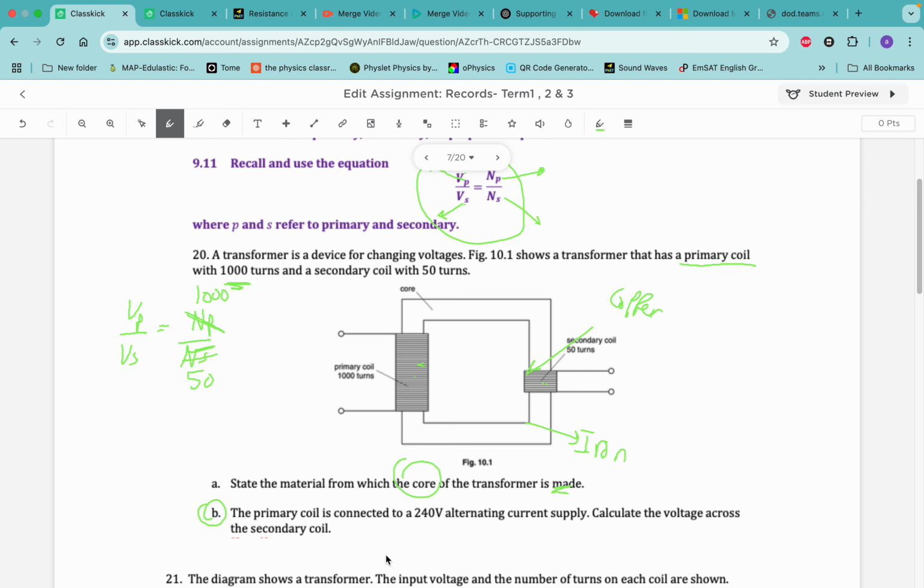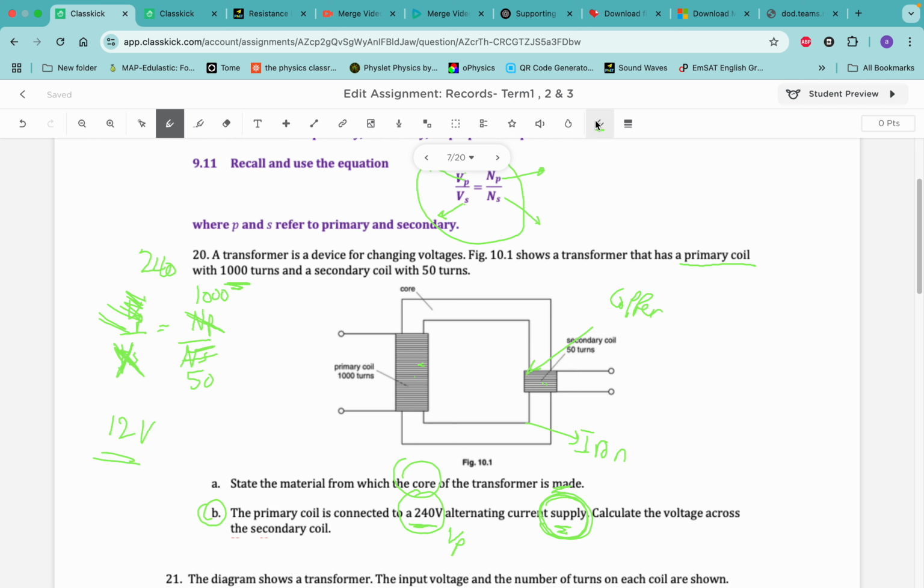The primary coil is connected to a 240 volt alternating current supply. So whenever the word supply or source of electricity is related to the number, this shows Vp, the primary. So the primary here is 240. We need to find this, which is X. Either using math, cross multiplication, or just shift solve, you get 12 volts.